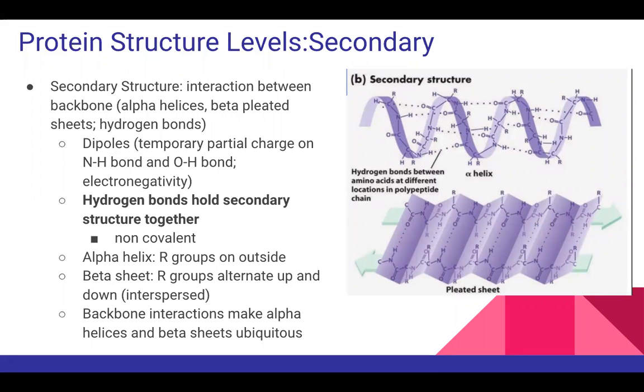Secondary structure is the interactions between the backbone. The 2 types of secondary structure are the alpha helices and the beta sheets. She didn't talk too much about the difference between alpha helices and beta sheets this year, but basically alpha helices leave the R groups on the outside, and in beta sheets, R groups alternate up and down. The important distinction here is that hydrogen bonds hold secondary structure together. Hydrogen bonds, as you know, are non-covalent, so they're weaker than covalent bonds, which means it's easier to break a secondary structure than a primary structure, for example.